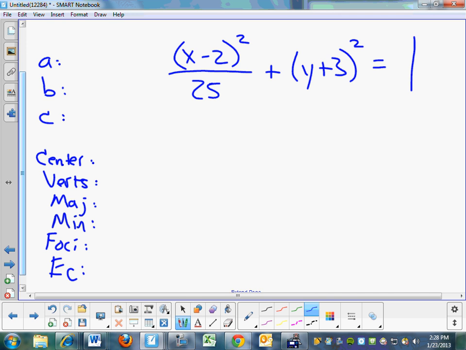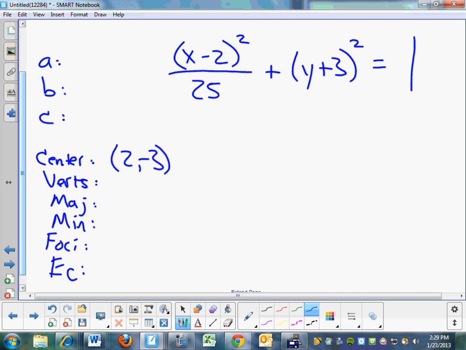Let's start with the center, since that's what's changed here. How much is this shifted? 2 in the x direction, -3 in the y direction. The center is 2, -3.